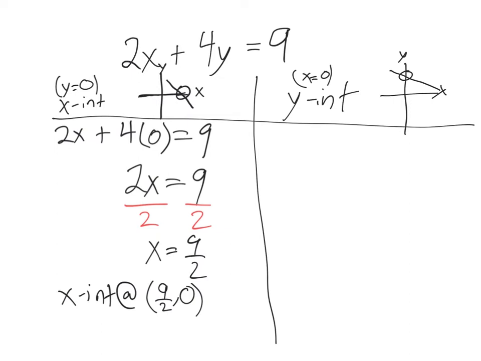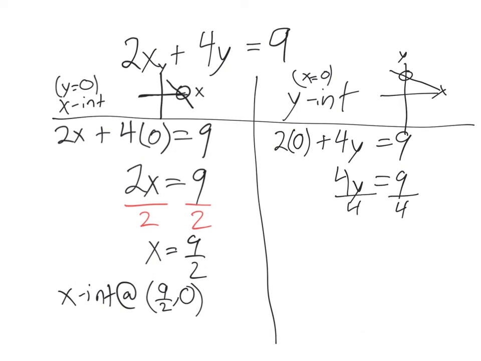Okay, so now I'm going to find my y-intercept. Remember, I have 2x plus 4y equals 9. So I'm solving for y when x is 0, so I can take my x and make my x 0. So I get 4y equals 9, divide both sides by 4, and I get y equals 9 over 4. And so I know I have my y-intercept at 0, comma, 9 over 4.